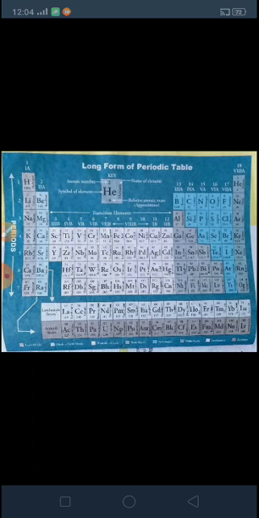In this way, all the elements which we have found are given in this periodic table. And we already know who introduced the periodic table. This is the modern periodic table, which is given by Henry Moseley. About it we have already discussed in the first chapter, Introduction to Chemistry.